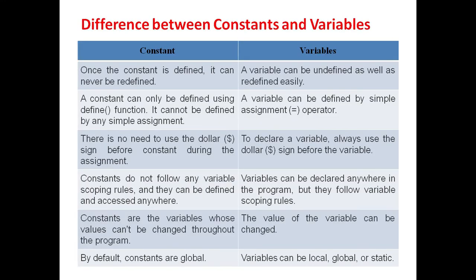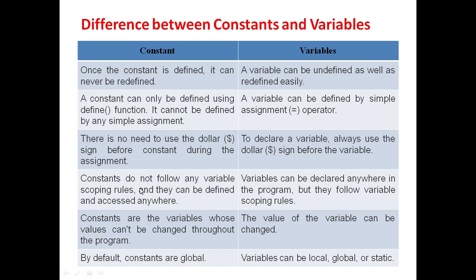The differences between constants and variables are: once a constant is defined, it can never be redefined, whereas a variable can be undefined as well as redefined easily. A constant can only be defined using the define function. It cannot be defined by any simple assignment. A variable can be defined by the simple assignment operator. There is no need to use the dollar sign before a constant during the assignment. And to declare a variable, always use the dollar sign before the variable.